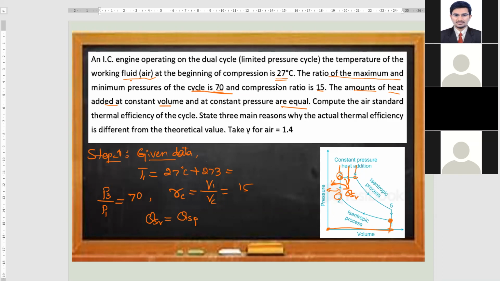Compute the air standard thermal efficiency of the cycle. So efficiency of the dual cycle you need to find out. State 3 main reasons why the actual thermal efficiency is different from the theoretical value. This is the second part of the numerical. First you will try up to here. And one more data he has given that is important. Adiabatic index, that is 1.4. So I will write gamma is equal to 1.4. So this is the data. I hope you have copied it in your notebook, because I'm going to the next page, you must remember the values.